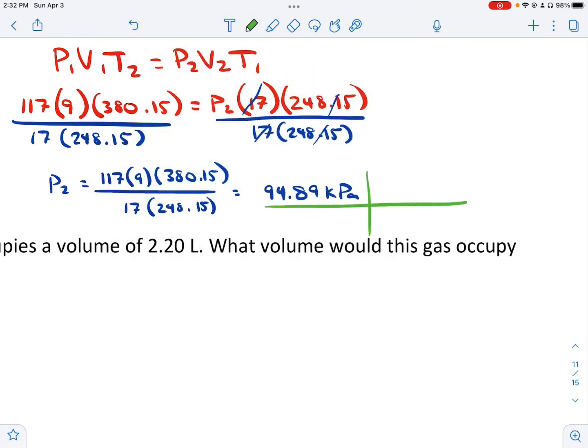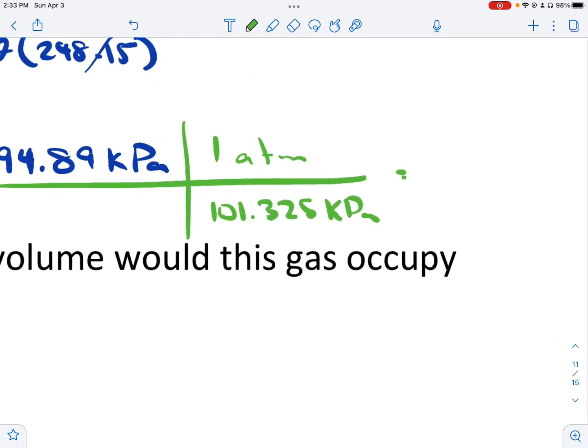So now we need to take this just a step further, and we need to go to ATM. So we know that 101.325 kPa equals 1 ATM. And so if we divide that number by 101.325, we get our atmospheric pressure, or our atmospheres, which is 0.94 ATM. And that's our answer for that first one.